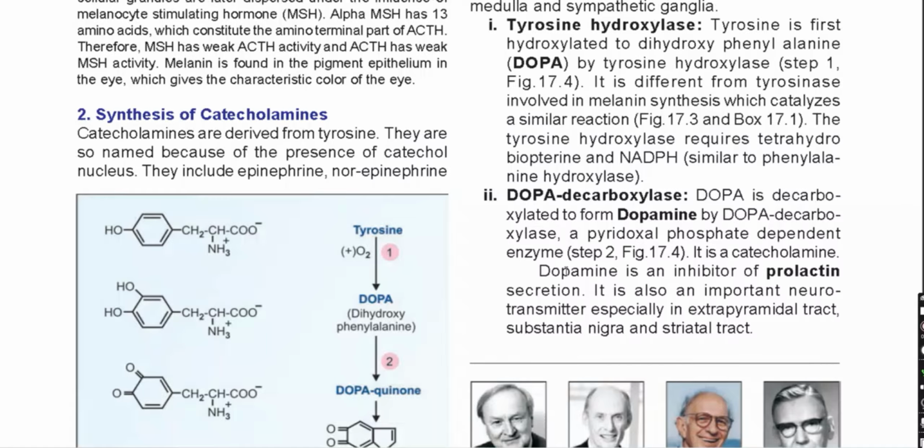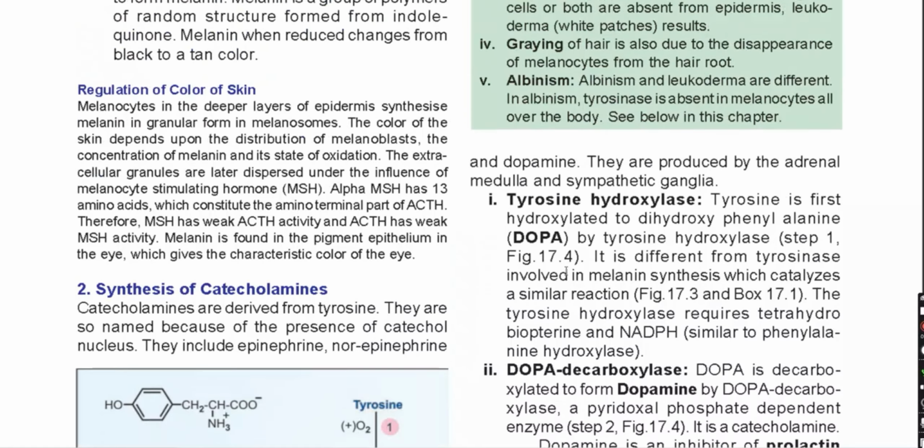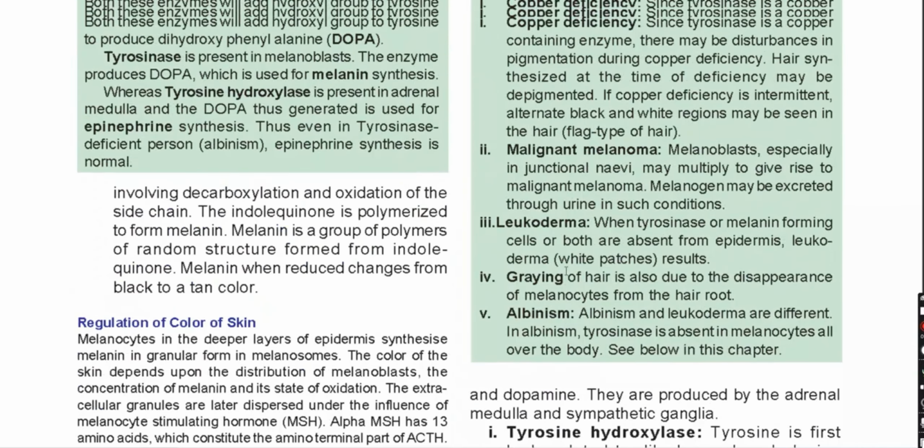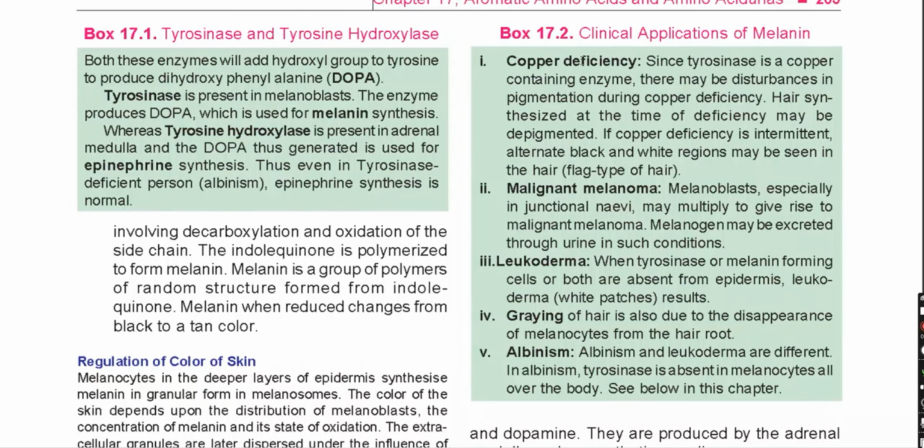Now, the clinical significance of melanin is, number one, copper deficiency. Since tyrosinase is a copper containing enzyme, there may be disturbances in pigmentation during copper deficiency. Melanin synthesized at the time of deficiency may be depigmented, and if the copper deficiency is intermittent, then alternate black or white regions may be seen in the hair. This type of coloration will be found in our hair as well as the skin.